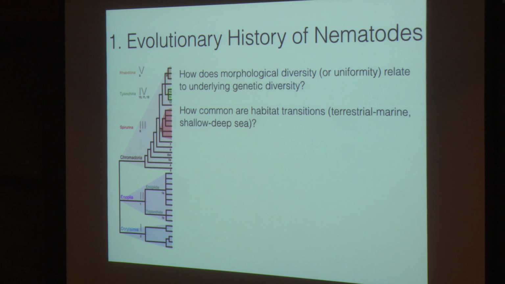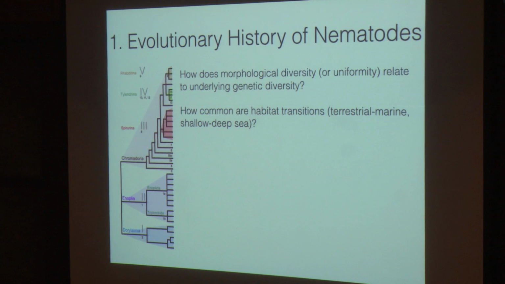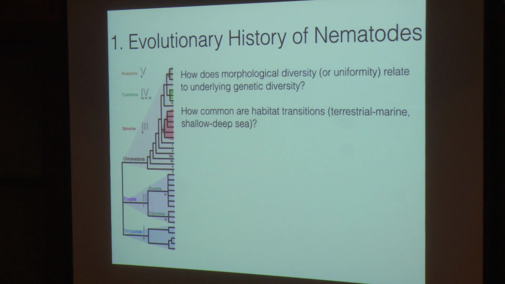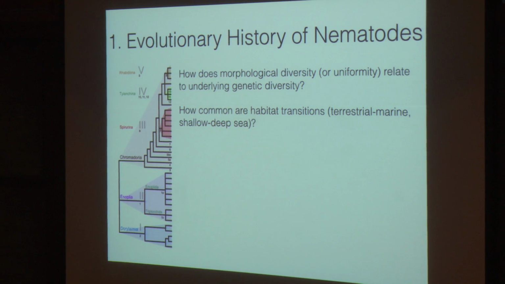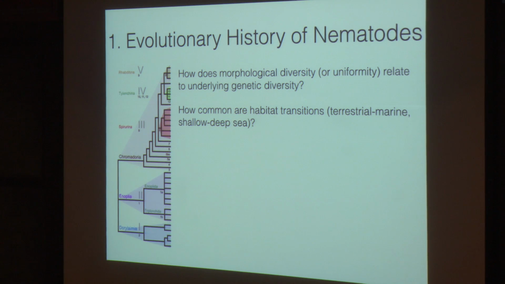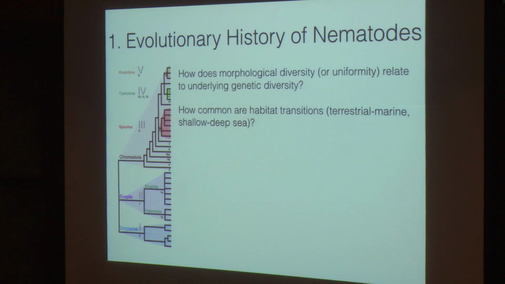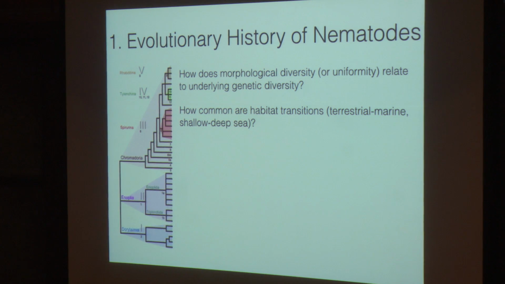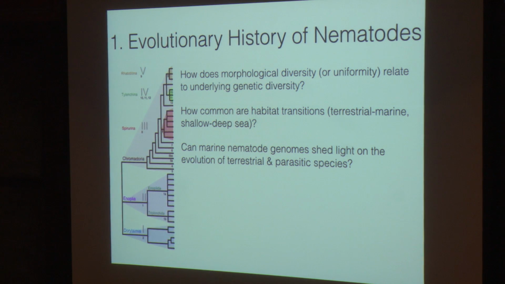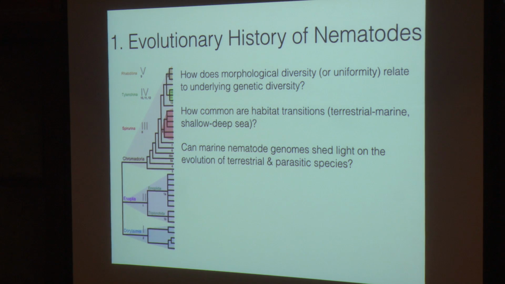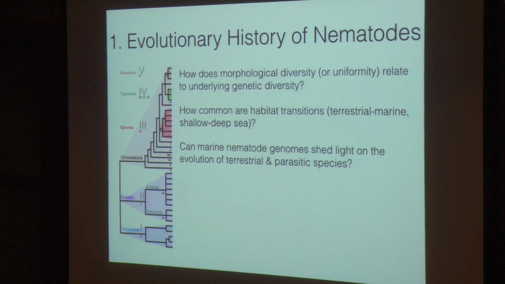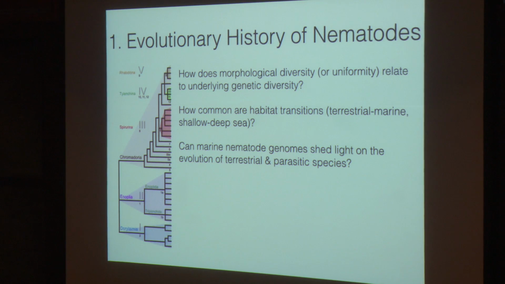Secondly, in marine environments and terrestrial environments, we don't have a good sense of how common habitat transitions are, between terrestrial and marine sites, and also shallow to deep water in the ocean. Nematodes are one of these taxa which are thought to very easily switch between habitats, so there's some molecular switch which allows them to live in terrestrial versus marine environments, and they can make that swap very easily. Another question which is relevant is, if we were to add marine nematode genome data, how can it shed light on the evolution of terrestrial and parasitic species, which is where most of the research community is focused?